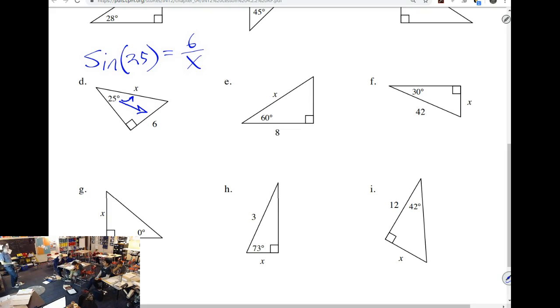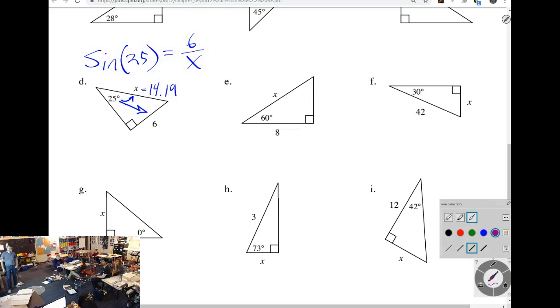So again, we can switch places, the x and the sine of 25. So it's 6 divided by sine of 25. x comes out to be 14.19. Wait, what was the answer to the first one? I put up there 14.20. Ah, right! You just rounded.